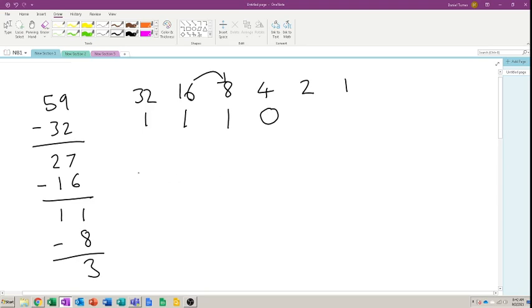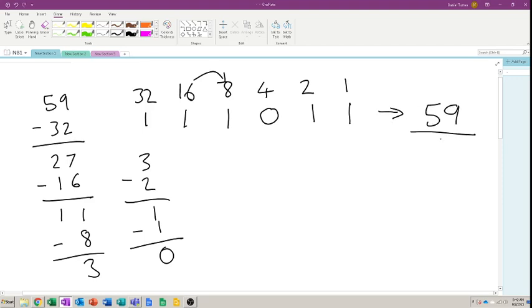I then move on to the 2, and I say, right, 3 take away 2, does that fit? Yes, it does. So I subtract it, as I've done there, and write a 1 in the 2's column. And then finally, I've got 1 left, so I say 1 minus 1 gives me 0, of course, and I write a 1 in the 1's column. So what we have just done there is we have written the number 59, which is decimal, into binary, which computers read as 111011. That is the number 59 in binary.